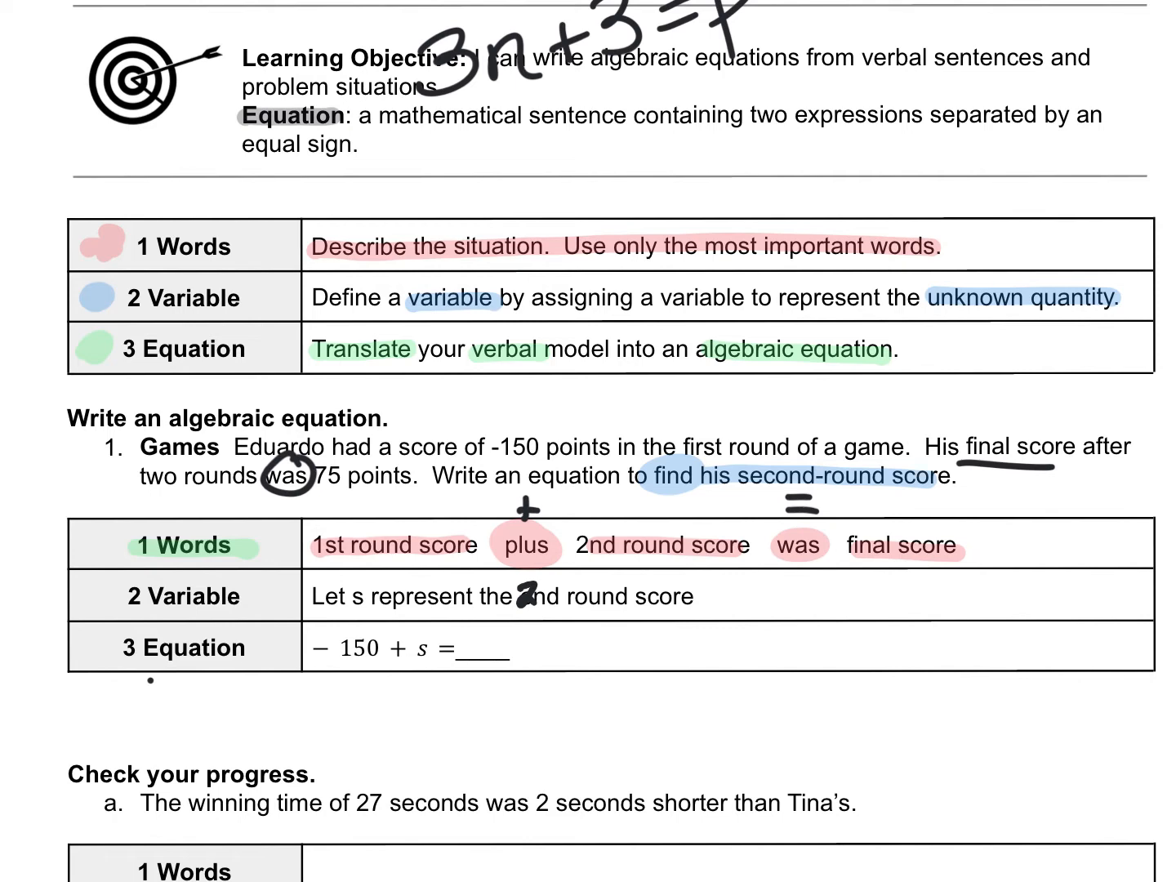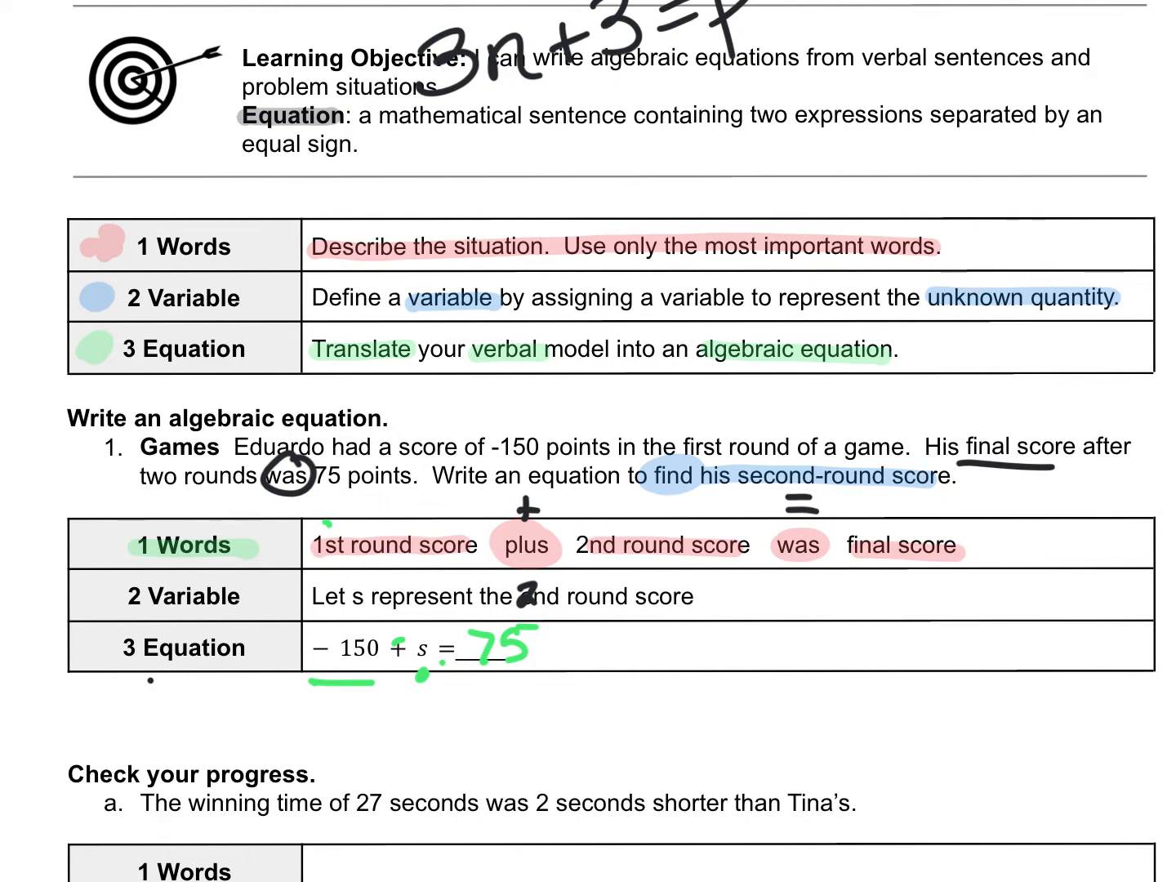The equation was filling in these parts that we know. His first round score was negative 150. And in addition to that, his second round score, which we don't know and is what we're trying to find, but we know the total was 75. So now we have an equation that we would be able to use to find the unknown value.